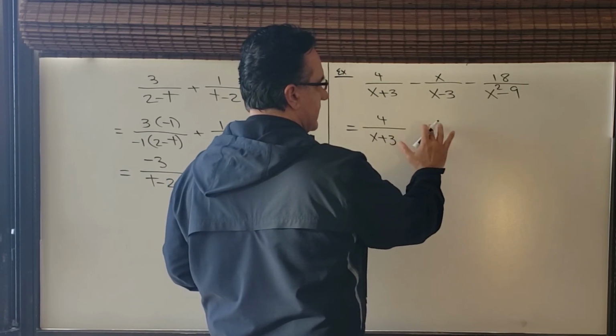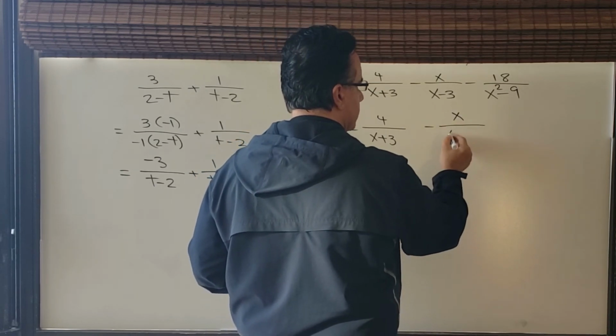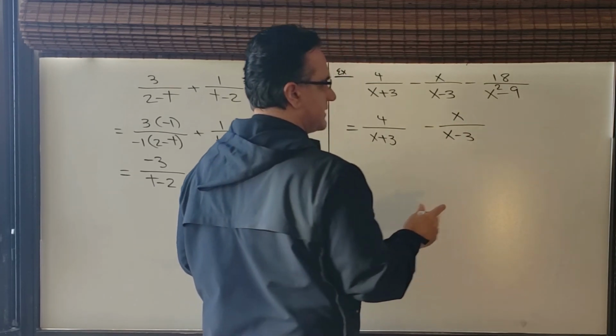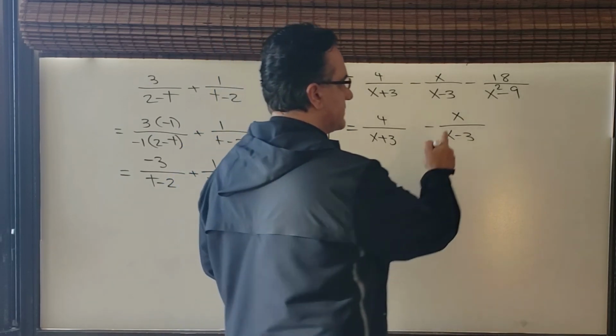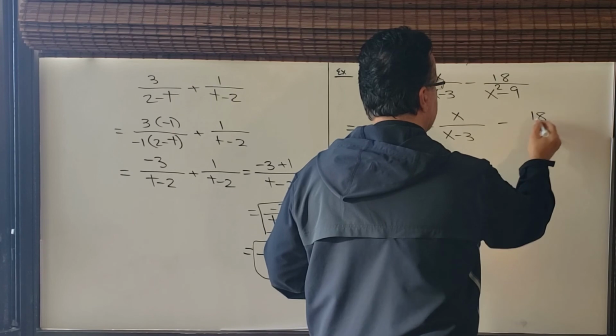Remember, be generous and leave some space because we may have to multiply top and bottom of some of these fractions by some expressions, and we want to have enough room to do that. So don't write these in a small, unreadable manner.